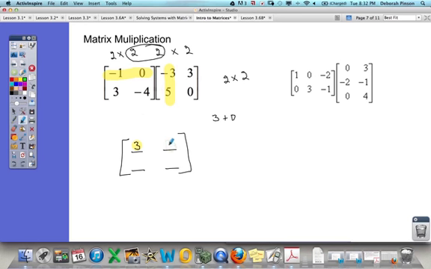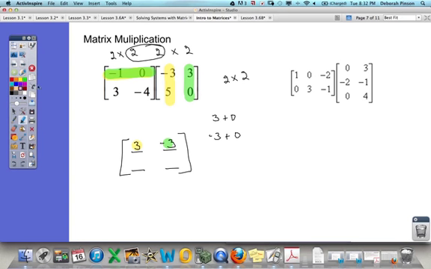Okay, so let's do this one. First row again, so I'm going to use that one again. Second column. There's my second column. And then I'm going to multiply my elements. So negative 1 times 3, 0 times 0. So negative 3. Okay, now I'm going to keep doing this for my other elements.